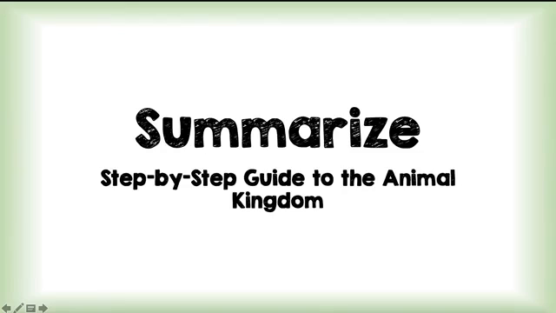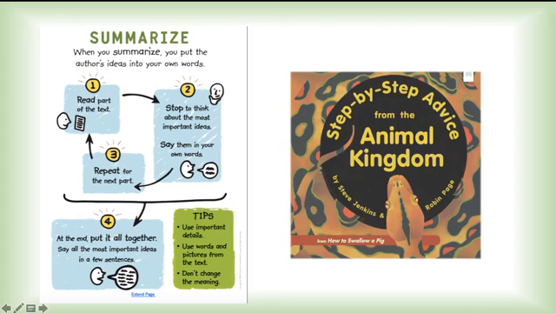Today we're going to learn what it means to summarize as we read Step-by-Step Guide to the Animal Kingdom. To summarize means to put the author's ideas into your own words. So first you're going to read a little piece of a text. Then you're going to stop to think about the most important ideas and say them in your own words. Third, you're going to repeat for the next little part of the text.